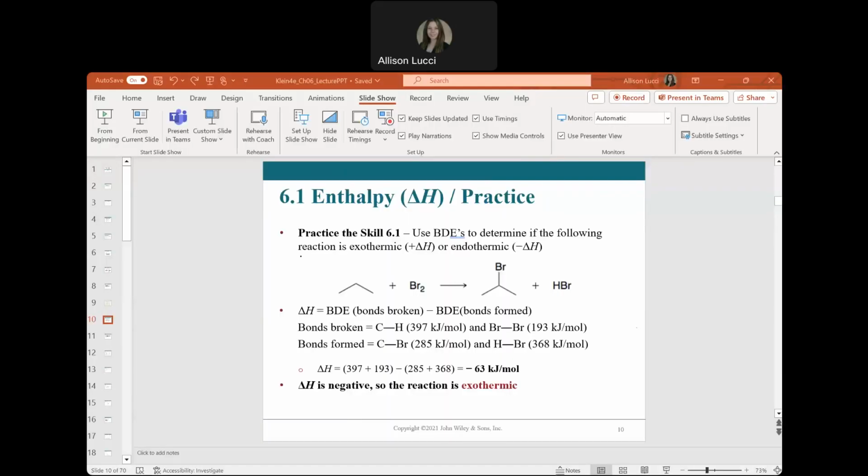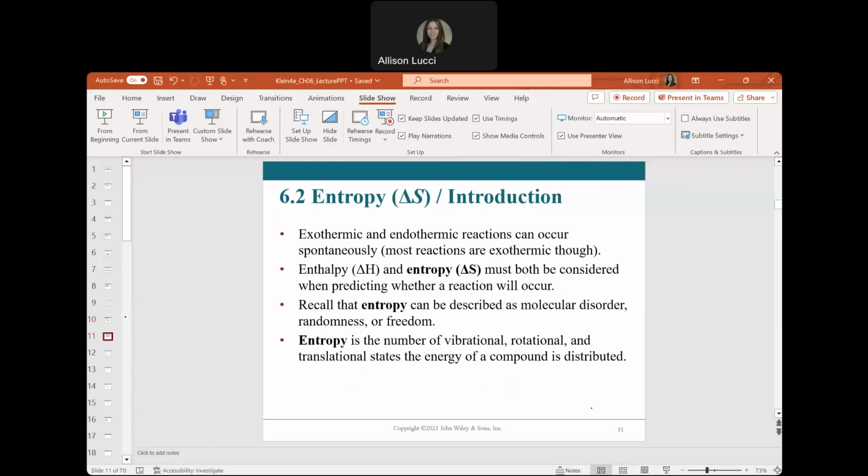In our last video, we looked at this term of enthalpy when we were considering whether or not a reaction would be spontaneous. We're going to take this a step further and discuss what's called entropy today. In combination with enthalpy, we'll be able to make a better determination whether or not a reaction will be spontaneous, right? Will occur without any outside energy or intervention.